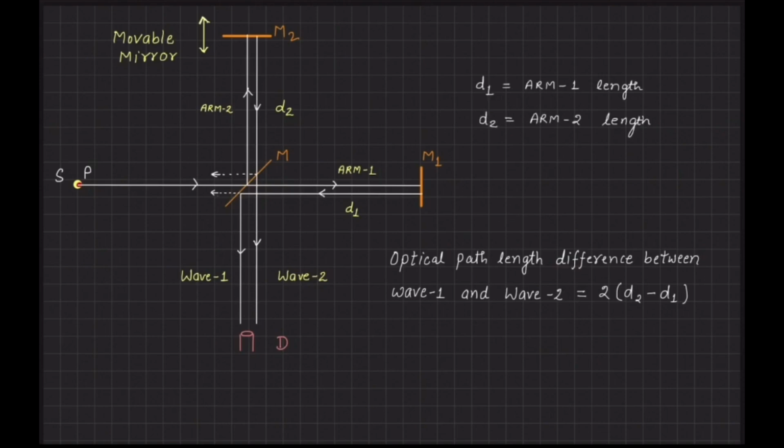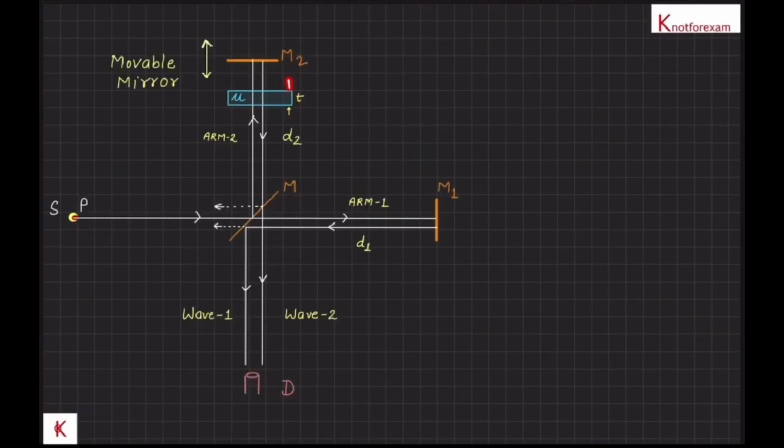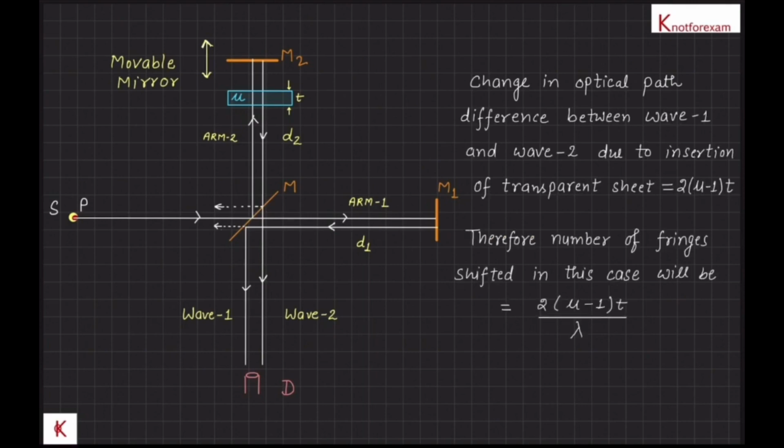It can be seen that shifting mirror M2 by λ/2 distance, that is changing the length d2 of arm 2 by λ/2, changes the optical path length difference by λ, thus shifting one fringe in the pattern. Also, we can understand that inserting a thin transparent sheet of refractive index μ and thickness t will change the optical path length difference between wave 1 and wave 2 by 2(μ minus 1)t, and therefore the number of fringes shifted in this case will be 2(μ minus 1)t upon λ.